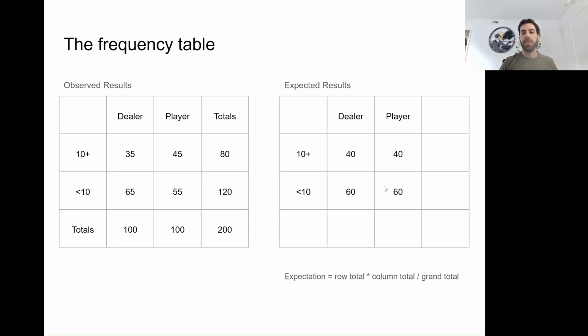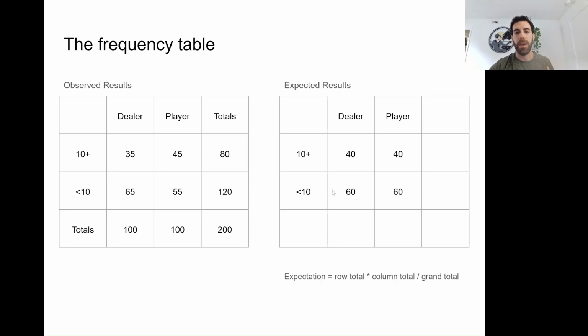You could think about it intuitively, or for those of you who like the formula, it's very simple. It's row total times column total divided by grand total. And so that varies for each cell. So for example, let's start with the first cell. The row total times the column total. The order doesn't matter. You just do row times column because multiplication is commutative. You're going to get 800, and then you're going to divide by the grand total, 200, and you'll get that 40. Similarly, if we want to do this cell here, we look at its row total, which is 120, its column total, which is 100, we get 12,000, and divide by 200, and we get 60, right?